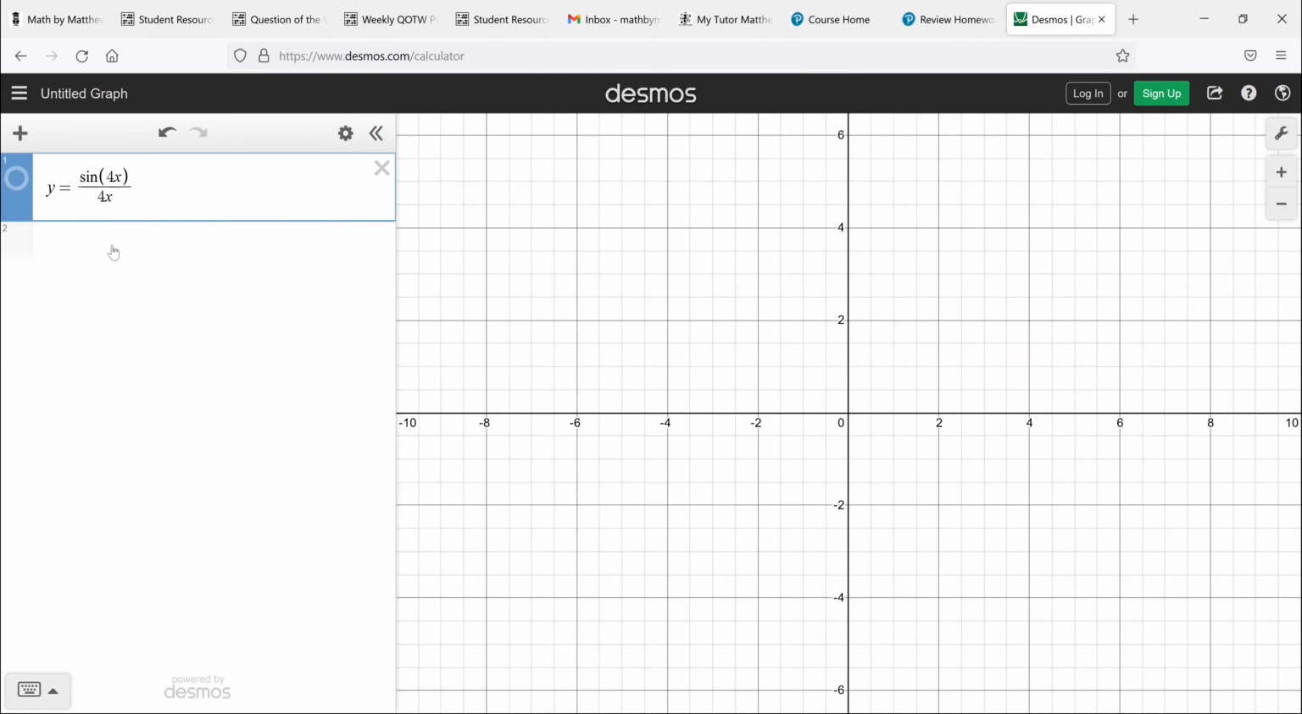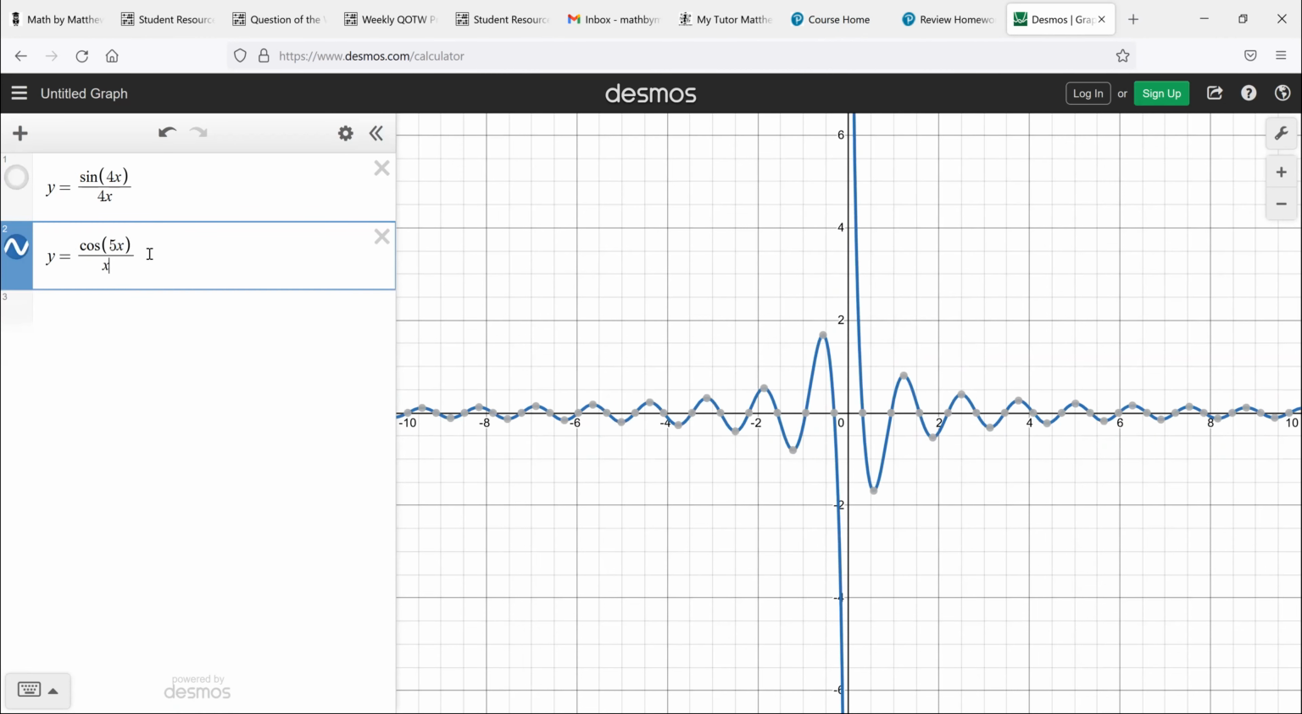Okay. But we can do this for other ones. So how about cosine 5x over x? Oh wow, this one doesn't have one. They look kind of similar, but see how on the right this one goes up forever. Well, there's an asymptote. There is. Yep, 0. So that's one.